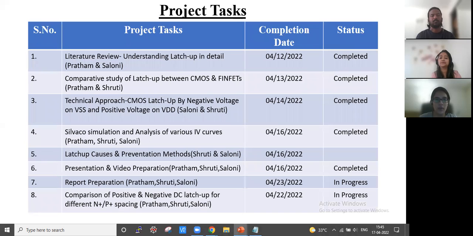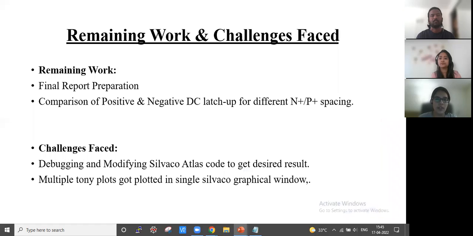Now talking about the project, these are the various tasks that were carried out with the whole team, and the remaining work and the challenges faced. The remaining work includes the final report, presentation, and the comparison of positive and negative DC latch-up for different N plus and P plus spacing. The challenges faced were debugging and modifying the Silvaco Atlas code to get the desired result, and multiple tonyplot windows being plotted in a single graphical window. But by studying more about Silvaco and how the tool works, we overcame these challenges.